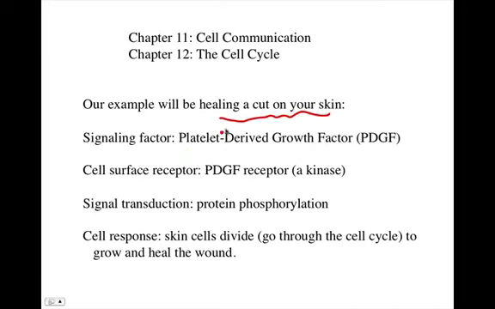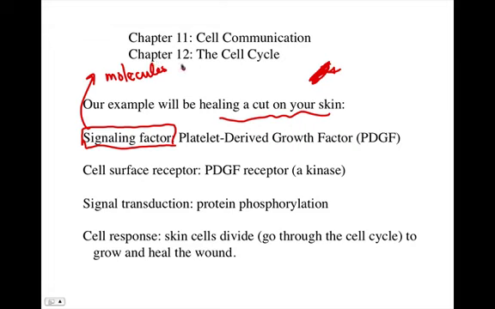So you get cut, and under that scab, the skin cells grow fast to heal that owie. And they're going to grow fast because they're going to be stimulated by a protein. And the protein is called a signaling factor. That's a general term, and signaling factors are molecules that diffuse between cells. They're carrying information. In a sense, they're carrying a switch, a choice.